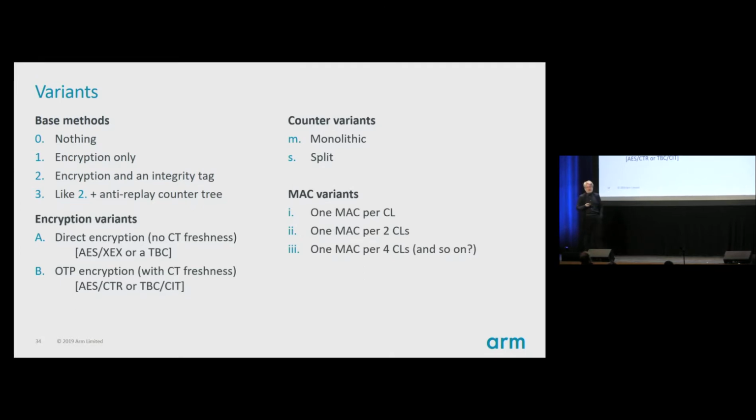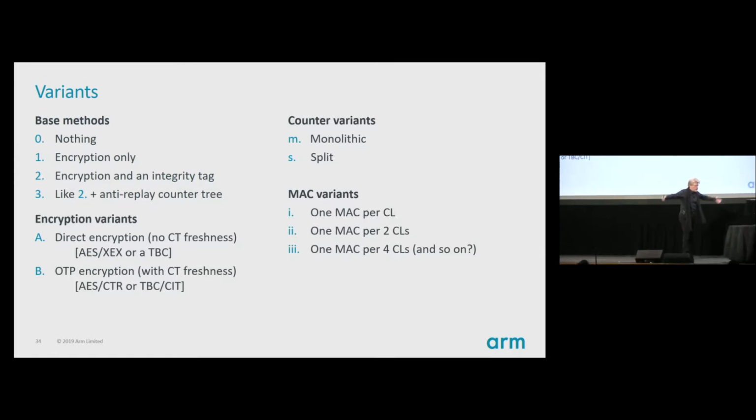So, too many variants. We have no encryption, encryption only, encryption with integrity tree, anti-replay. We have direct or OTP encryption. We have monolithic and split counters. We also have the ability to save in the MAC region by, instead of just one MAC per cache line, combining two MACs and hashing them together somehow to get one value each 2 cache lines or each 4.